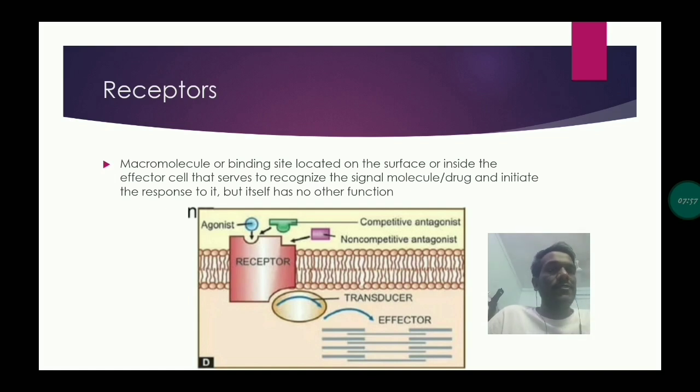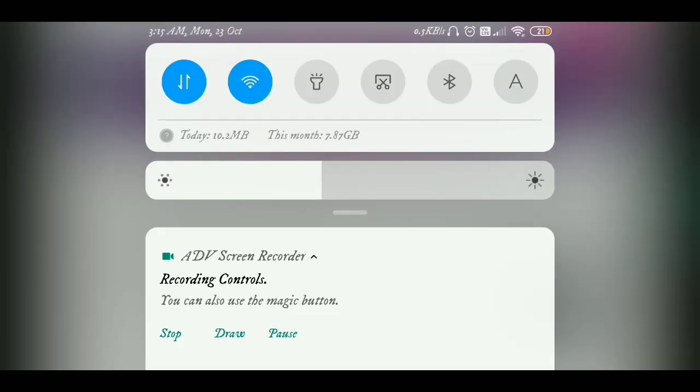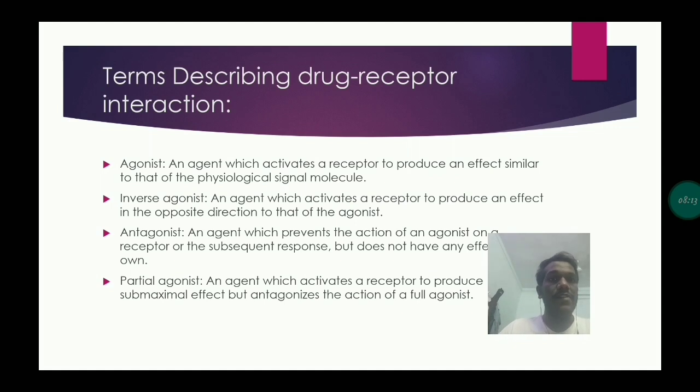To explain receptor drug interaction, we have a few terminologies, which I'm going to explain now. First, we have agonist. An agonist is an agent which activates a receptor to produce an effect similar to that of the physiological signal. We have agonists for various systems which work exactly like the naturally present molecule. These are called agonists.